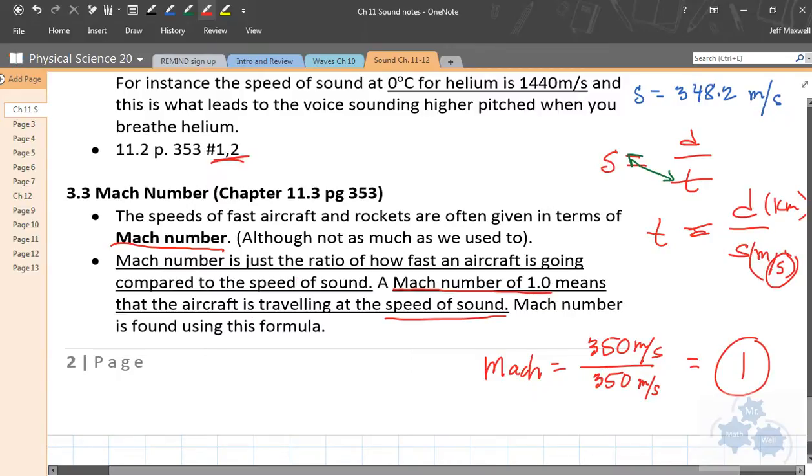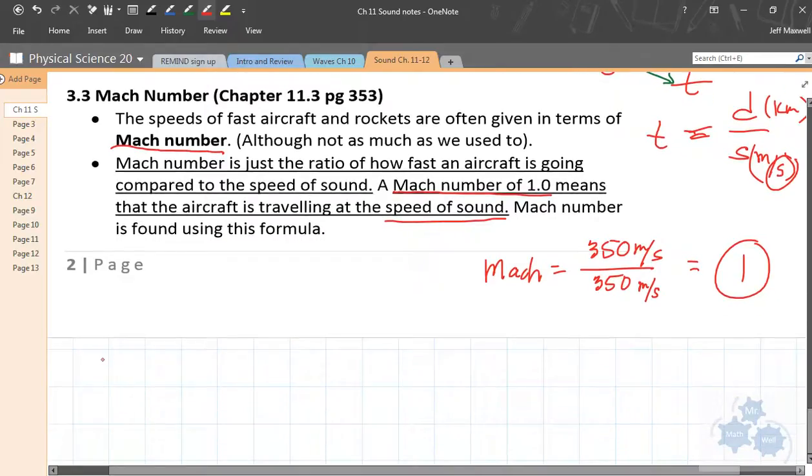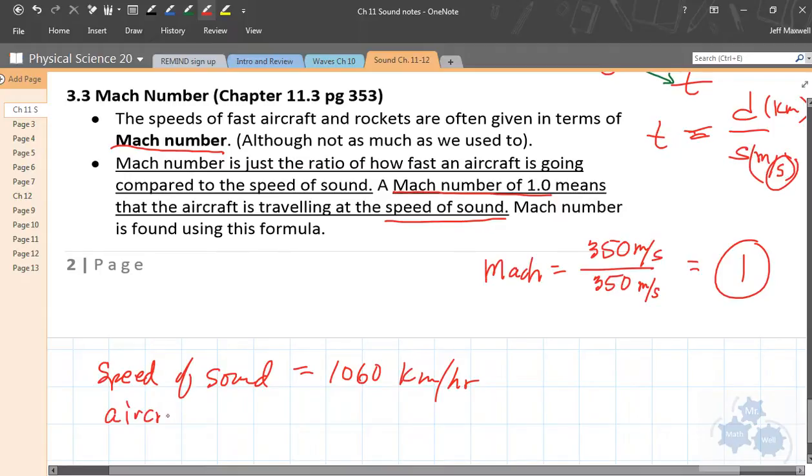Now, let's say we're given the speed of sound in kilometers per hour. Okay, so let's just write this one out here. Let's say the speed of sound in a particular situation is 1,060 kilometers per hour. Okay, and the aircraft speed is 1,800 kilometers per hour. What's the Mach number?